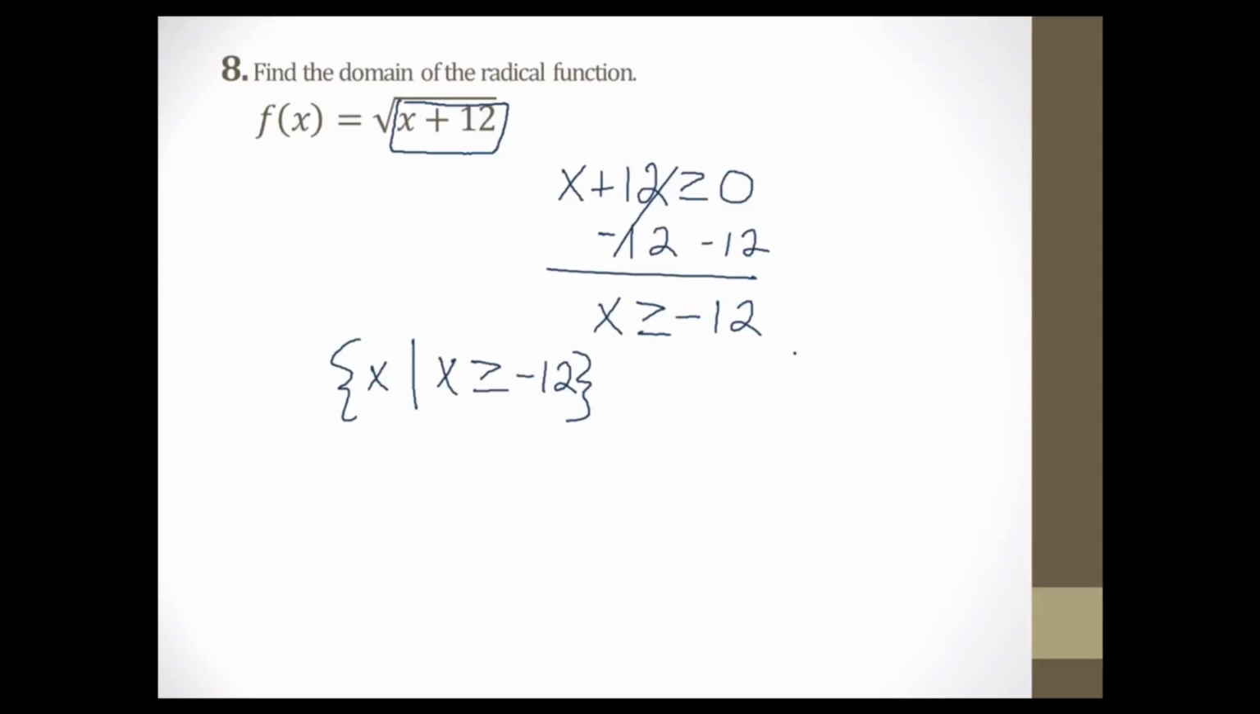So just remember those two scenarios. You don't want a 0 in the denominator. You want to exclude wherever that happens. And then you don't want a negative under a square root. So set what's under the square root greater than or equal to 0. And whatever your result is, that would be your domain.